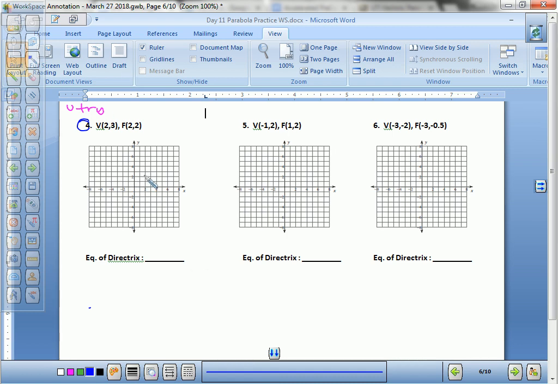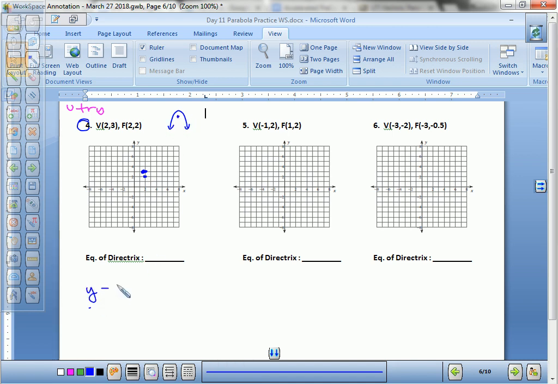Okay, so the vertex is the point (2, 3). The focus is (2, 2). So if the vertex is (2, 3) and the focus is (2, 2), it's got to be opening down. Okay, so we're going to start with our y.